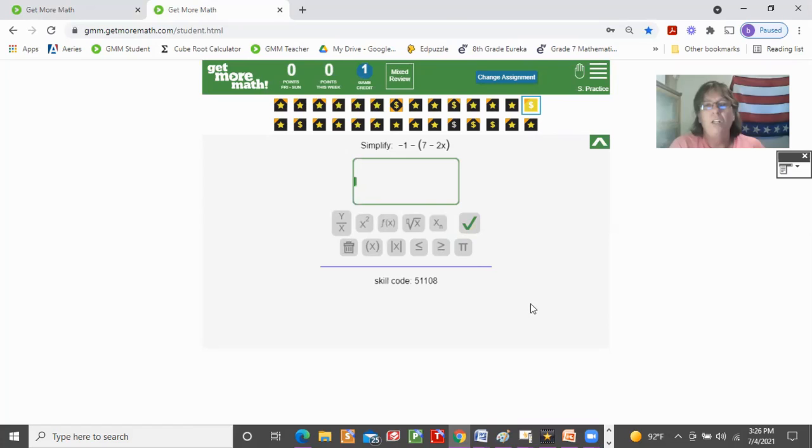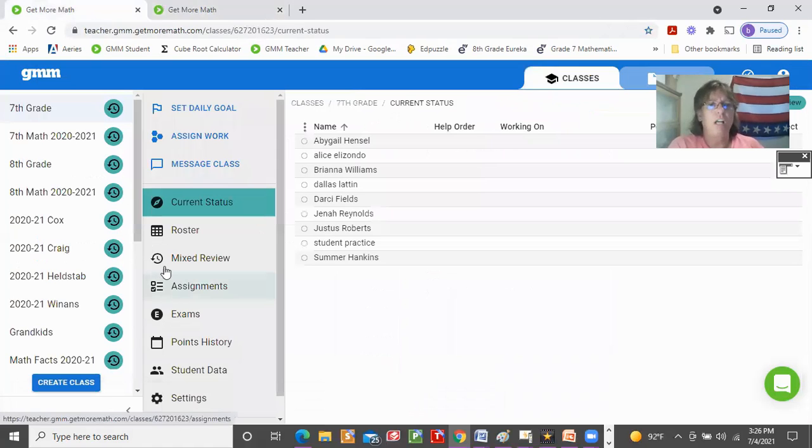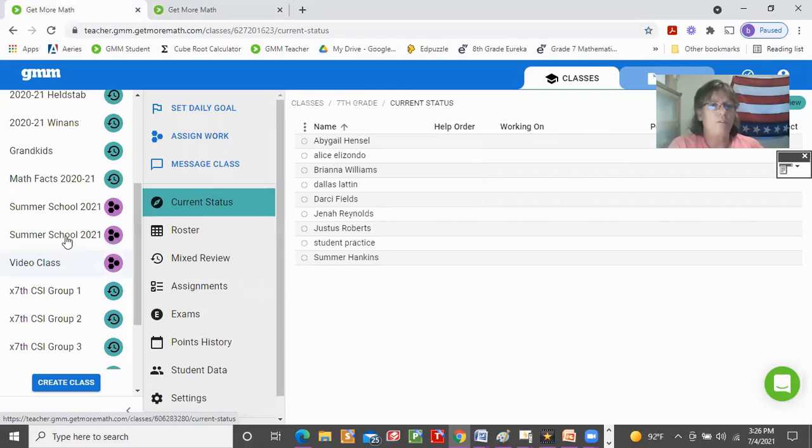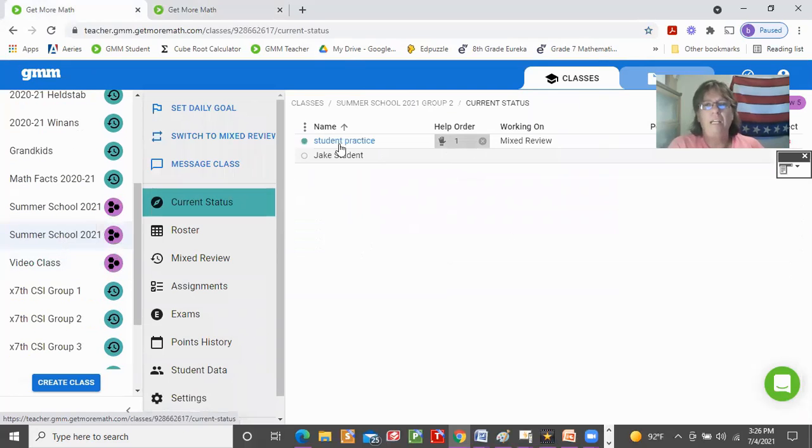If they're stuck, they can switch it to mixed review in class, and then they can come to tutoring as well. One of the things I try to teach my students to do is, if I'm helping another student, the one cool thing about Get More Math is I can click on this. Say I'm having a problem with this, I click on the hand. As a teacher, I would have my classes open all the time. Let me find that class, summer school, I think it's this one. And there I am, and there's my hand up.